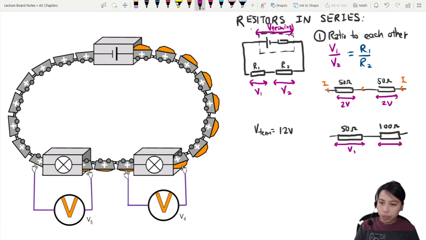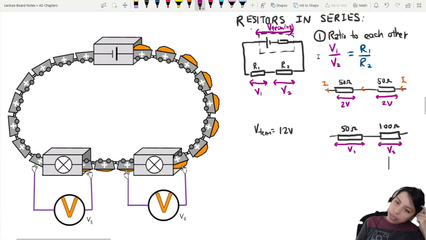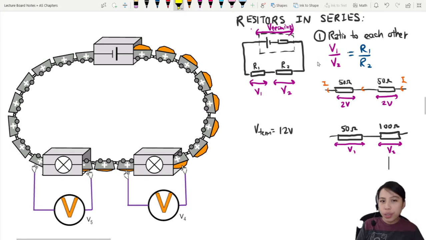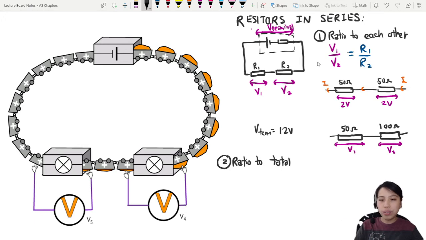V1, V2. So you see here, we cannot really use the first ratio method already because we don't have enough information. We don't know V1, we don't know V2. We can do R1 over R2, but we wouldn't know for sure. So the second method here is to ratio to the total. I'm going to skip over and write on this side because there's no more space. So ratio to the total across these two in series. What does that mean? So let's say I want to find V1. So V1 over total provided across these two resistors.